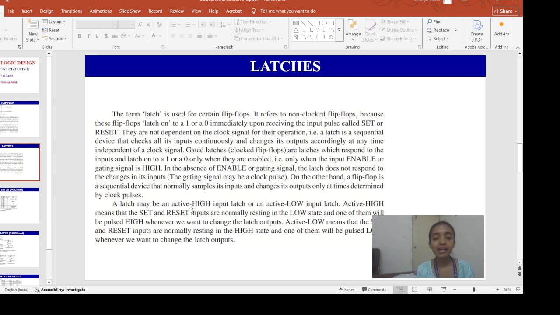So a latch may be an active high input latch or an active low input latch. Active high input latch means what? That the set and the reset inputs are normally resting in the low state, and one of them will be pulsed high whenever we want to change the latch output. Active low means what? The set and the reset inputs are normally resting in the high state, and one of them will be pulsed low whenever we want to change the latch outputs.